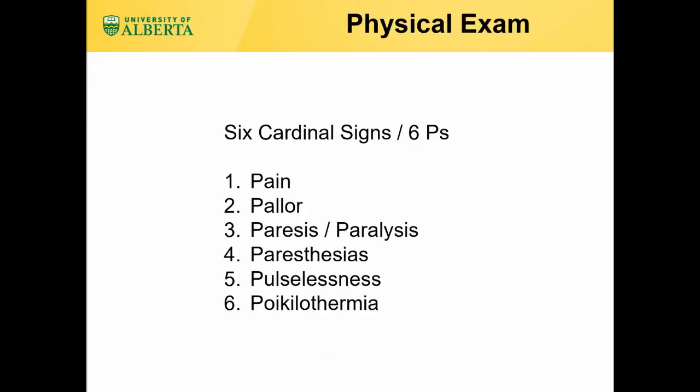The classic cardinal signs of compartment syndrome, known as the 6 Ps, are pain, pallor, paresis or paralysis, paresthesias, pulselessness, and poikilothermia, or reduced temperature of the affected limb. These, however, are late signs of compartment syndrome. Don't wait until you see all of these signs to suspect compartment syndrome.